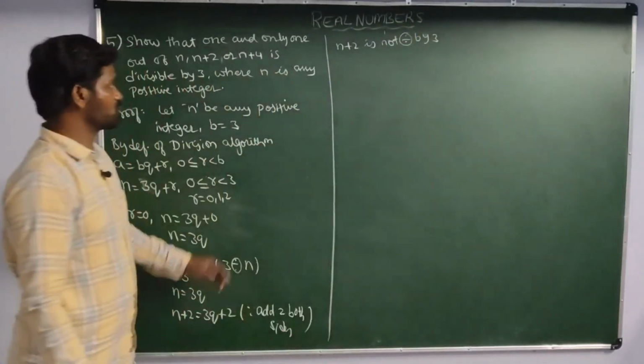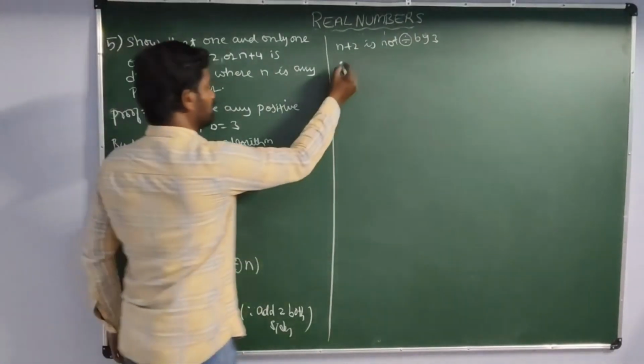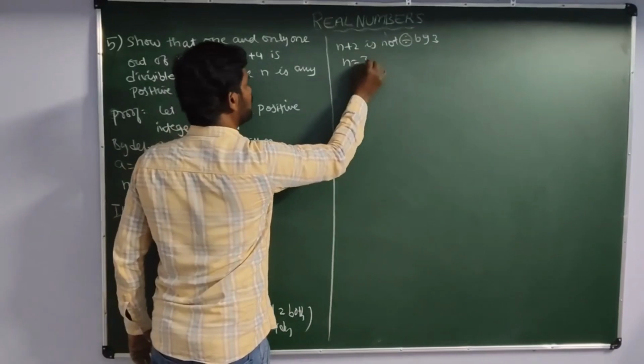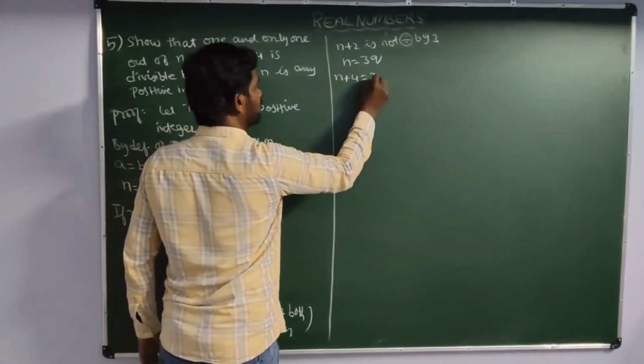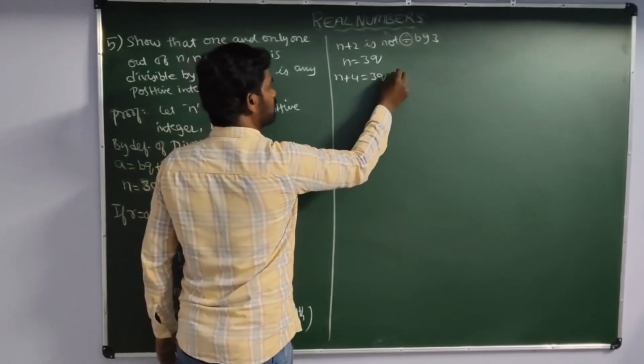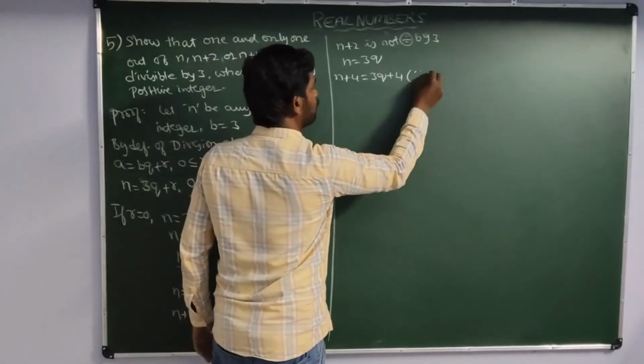In the same way, now we have to check one more, that is n + 4. So what is our equation? n is equal to 3q. Now this time we are going to add 4 both sides. It becomes n + 4 is equal to 3q + 4.